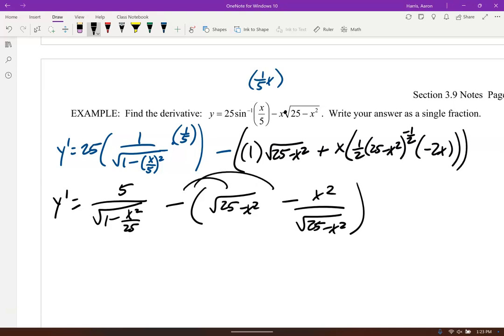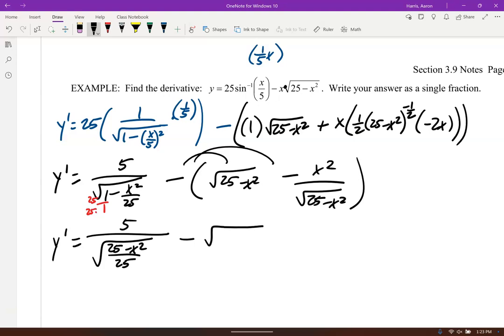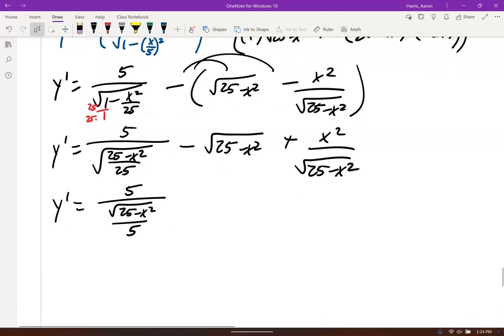And then I'll distribute that. And over here, let me get a common denominator. Let me give that 25 and a 25. So this y prime ends up being 5 over the square root of 25 minus x squared all over 25. So I got 5 over, now I know I have the square root of 25, so this is over 5. So that just ends up being, once I flip that, 25 over the square root of 25 minus x squared.